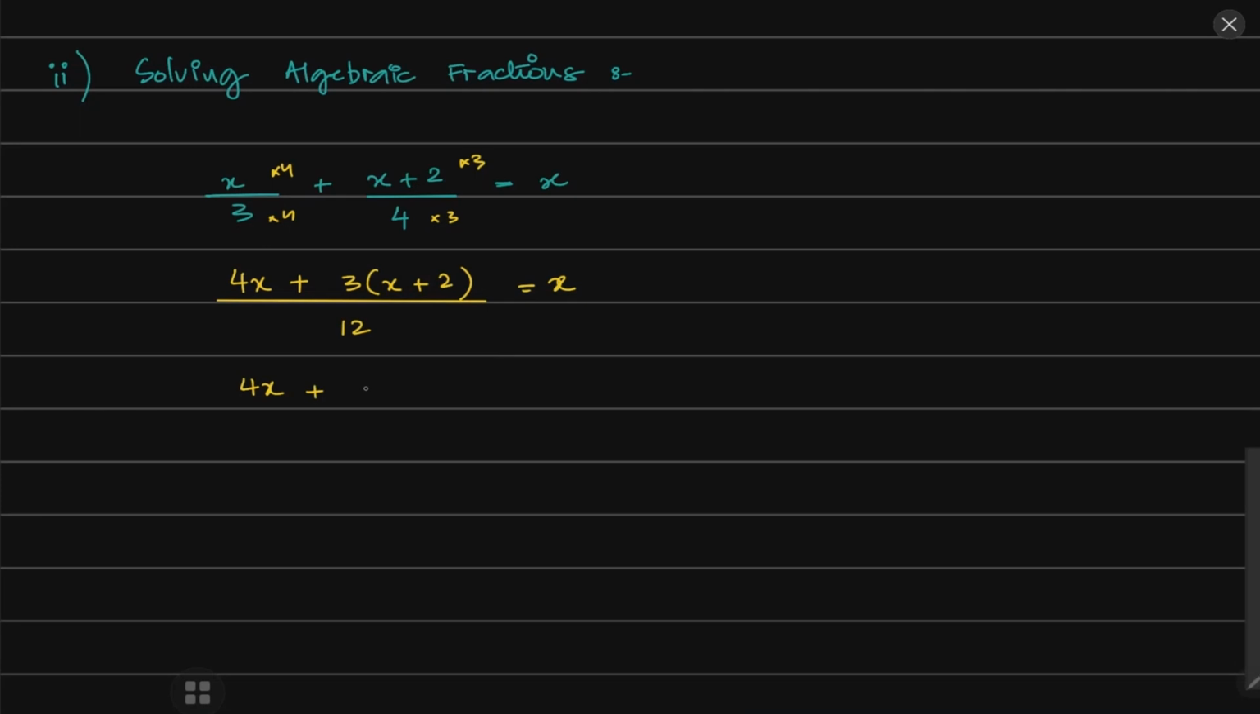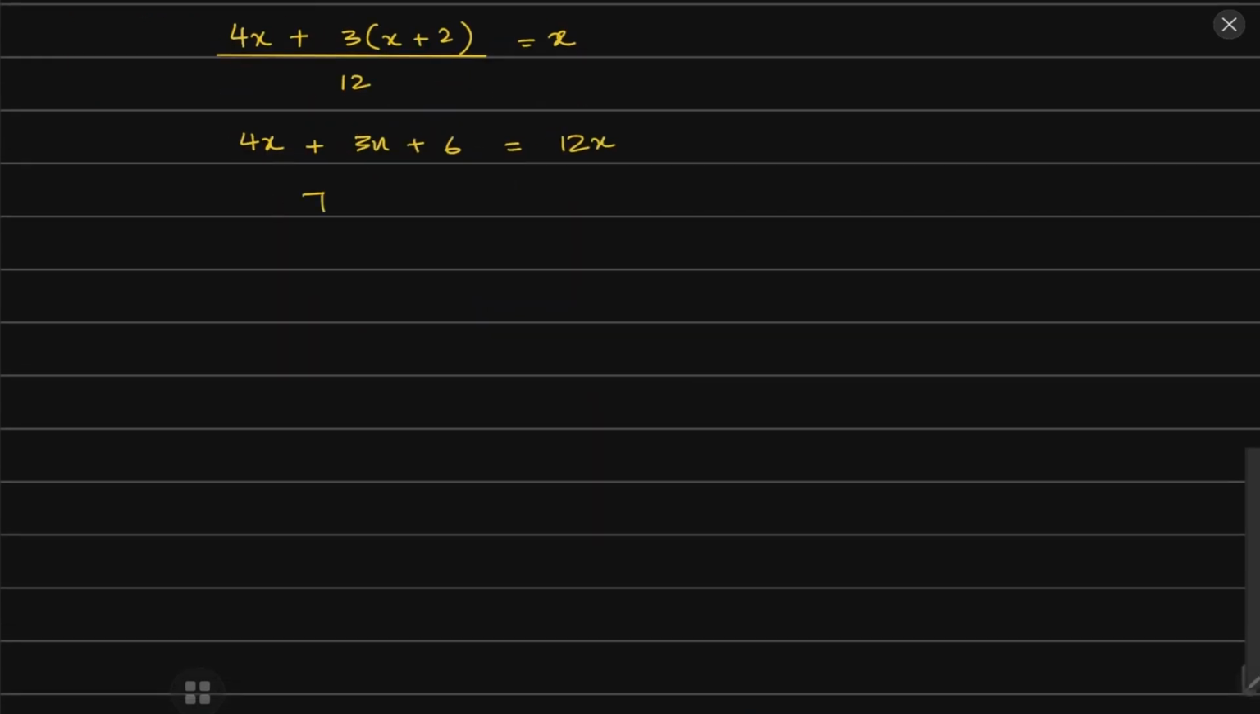Then you're left with 4x plus 3x plus 6. This 12 is going to go over there, it's going to be 12x. Let's say you get 7x plus 6 equals 12x. You can take the 7x over there. This becomes 6 equals 12x minus 7x. You get 5x over here equals 6. Therefore, x equals 6 over 5. Very simple, very easy, but that's another type of question that you might get in the exam.